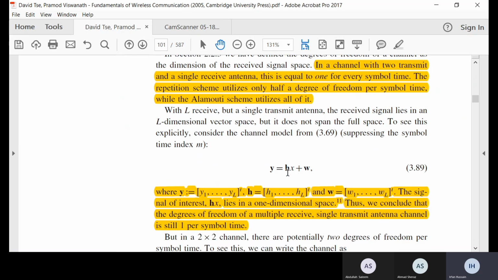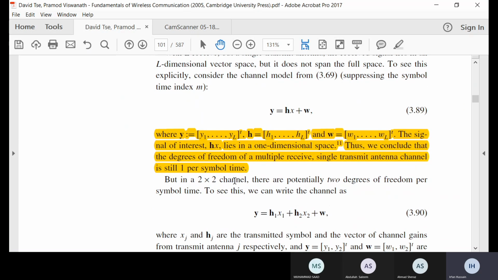Now, what happens when I say I have a 2 cross 2 channel? Let us say x1 is sent from one antenna. Now it will be multiplied by h1. What is h1? h1 is also like h, but this h1 will be from one antenna of the transmitter to the first antenna of the receiver, and to the second antenna of the receiver. You can say that I have expanded this SIMO representation to this MIMO representation.